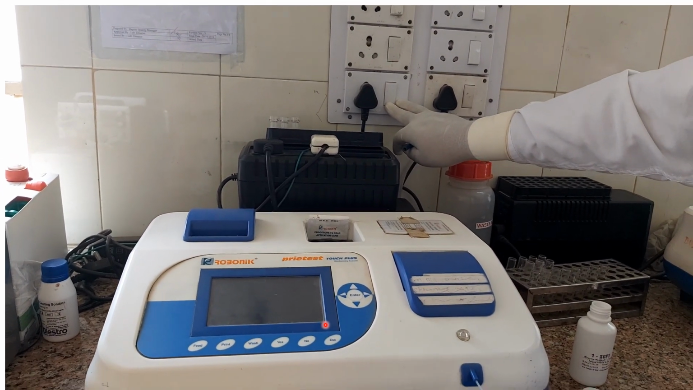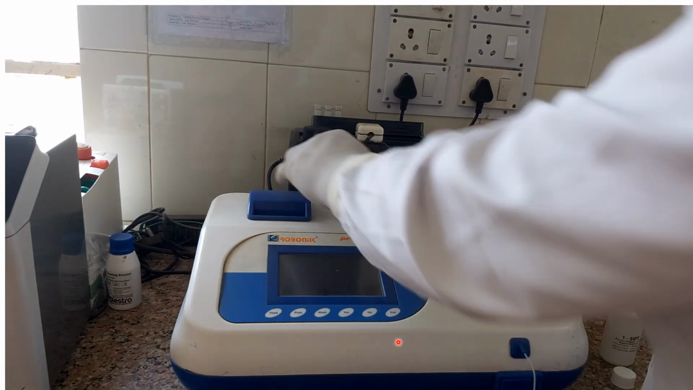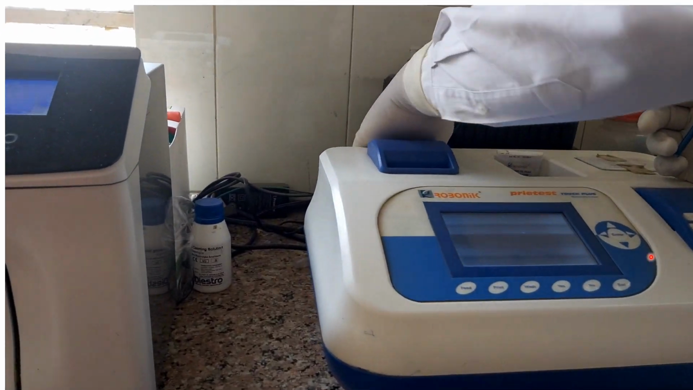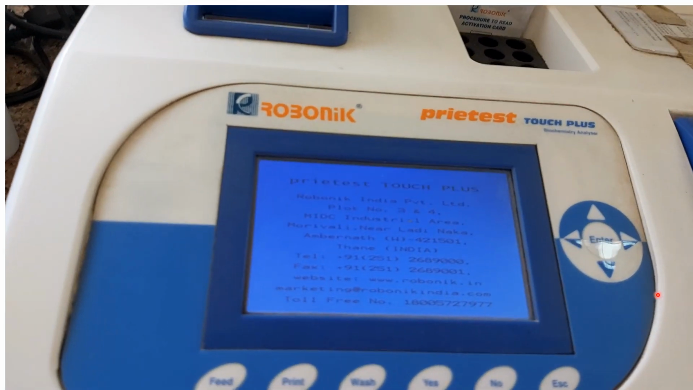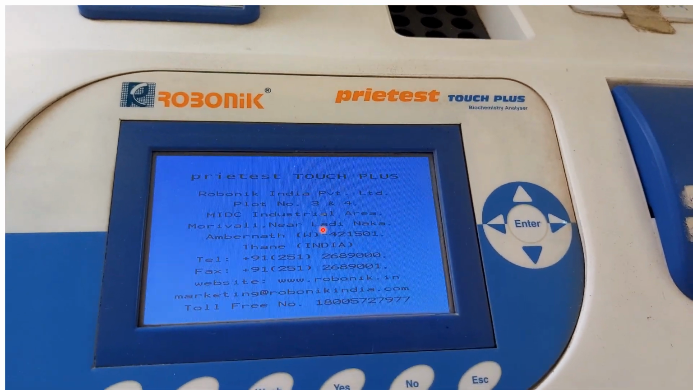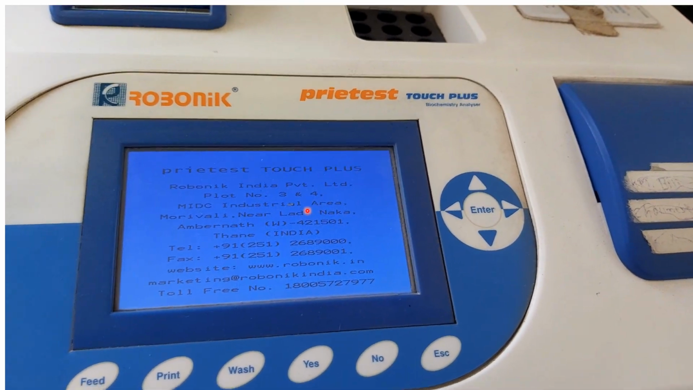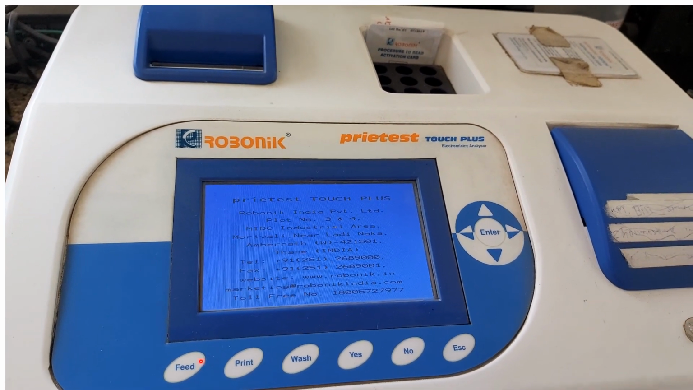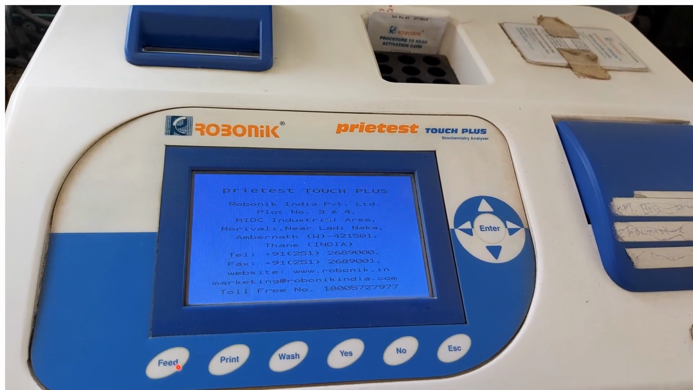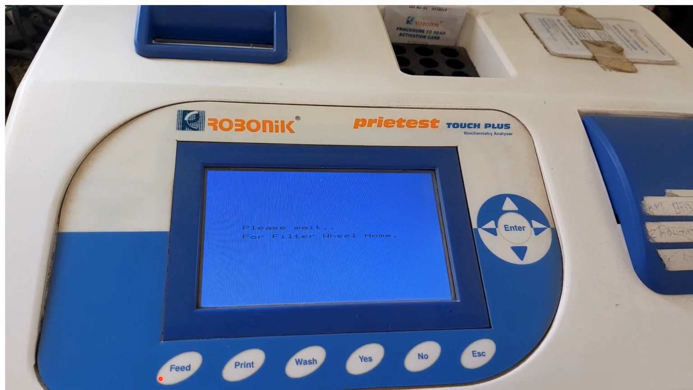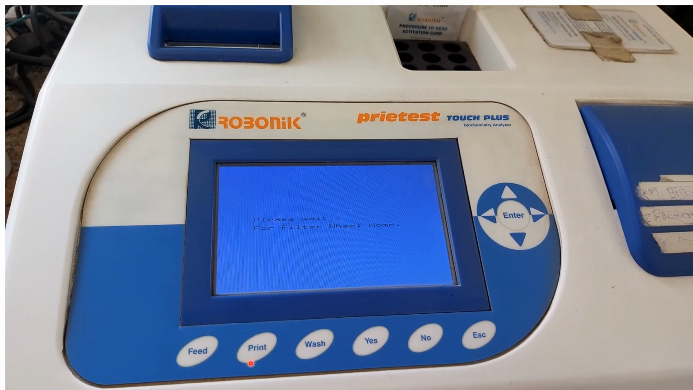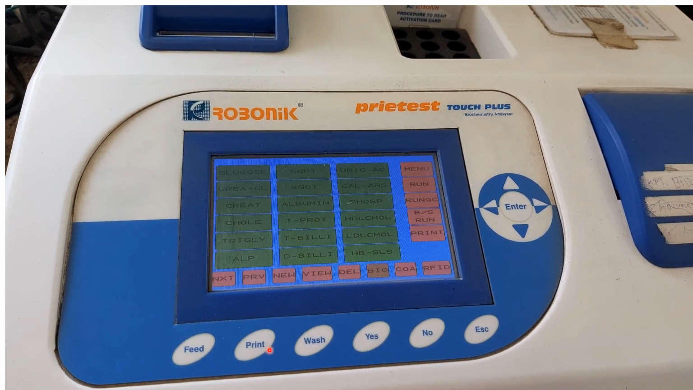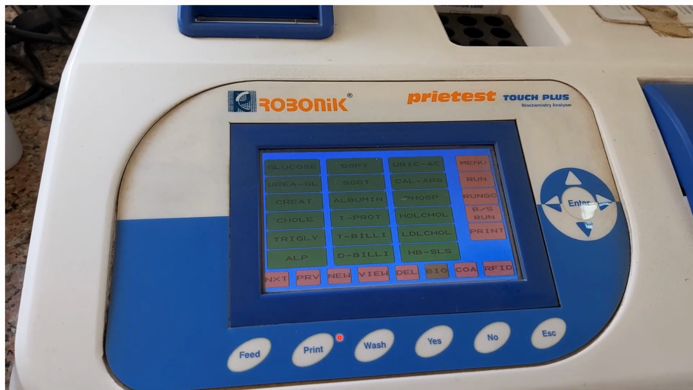Now this is the equipment. This is a semi-auto analyzer. It is slightly more advanced than the colorimeter. So it has been turned on. Now the equipment will stabilize itself. So it is like a computer where you can feed all the information, and so part of the test is automatic and part is manual.